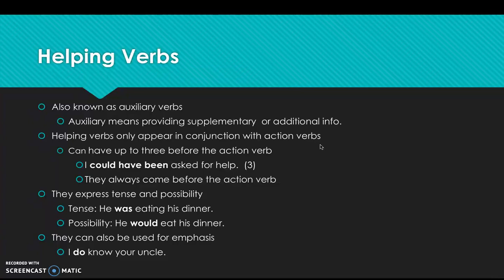They can also be used for emphasis. I do know your uncle. So do is the helping verb, with know being the main verb.